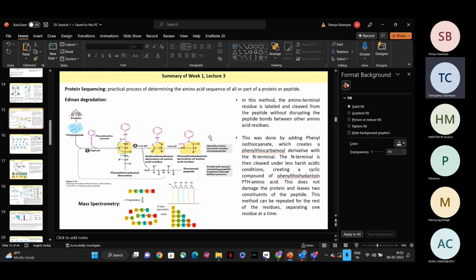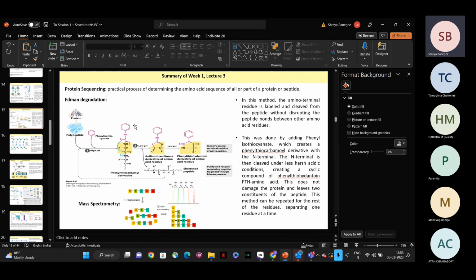Because in that way we can get a chain of very long amino acids and also a chain of very short amino acids. Then how are we able to know when to terminate it? So you have to constantly do mass spectrometry.